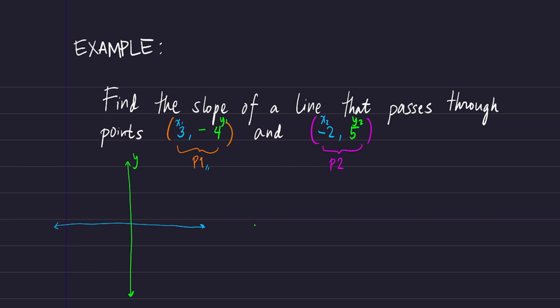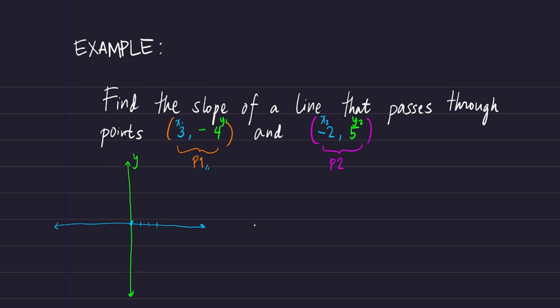Igagraph natin yung point 1. So, kung igagraph natin yan, we have 3, negative 4. So, una, we have 3. Since ito ay positive, so magbibilang tayo ng 3 steps pa kanan galing sa origin. So, galing tayo sa origin, which is here. Then, 1, 2, 3. Ayan.